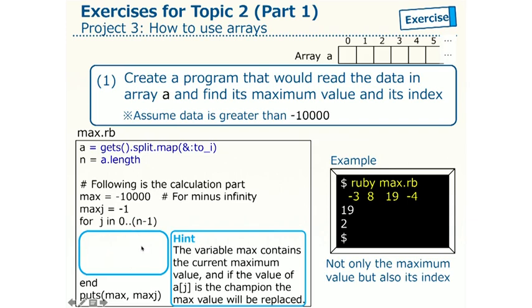Then after going through all elements of the array A, that is, after the last execution of this blue part with j equals to n-1, the value of the variable max should keep the max value in this whole array, and the maxj should keep its index in the array A. Let's create a program with this thought in your mind.